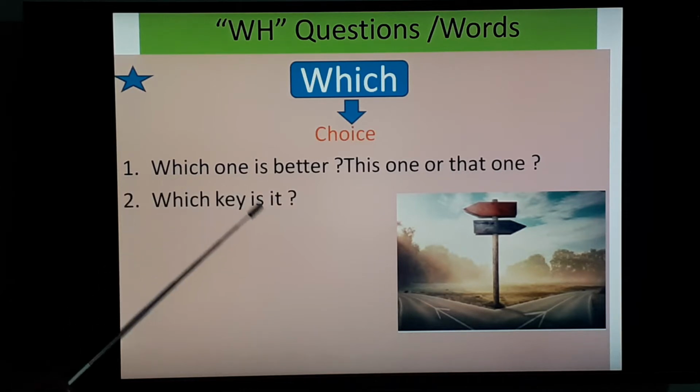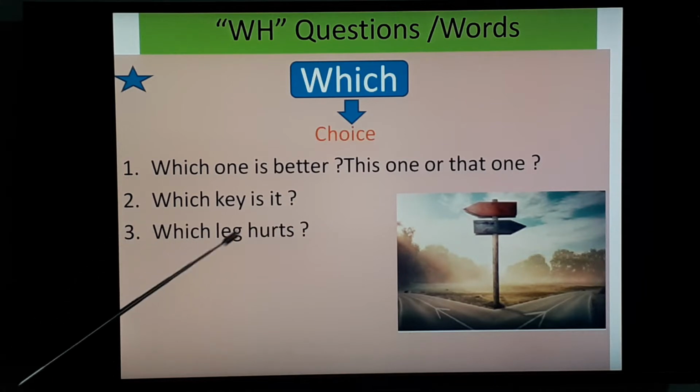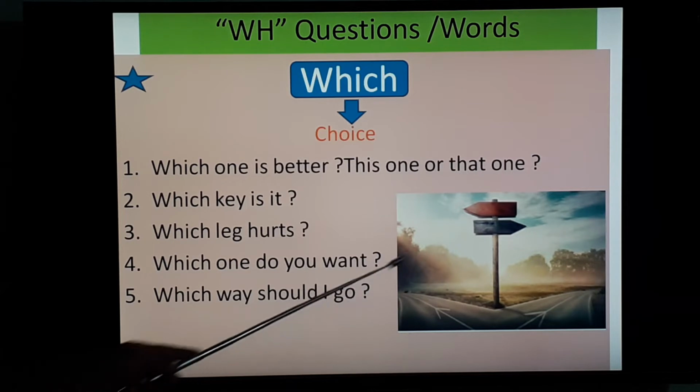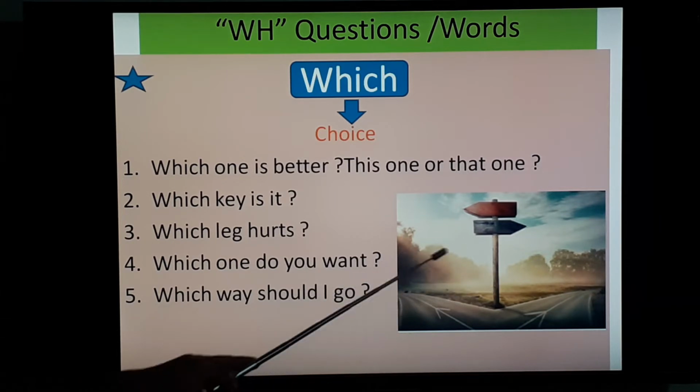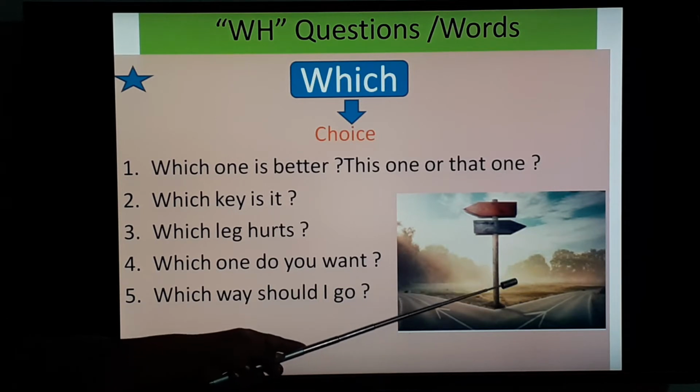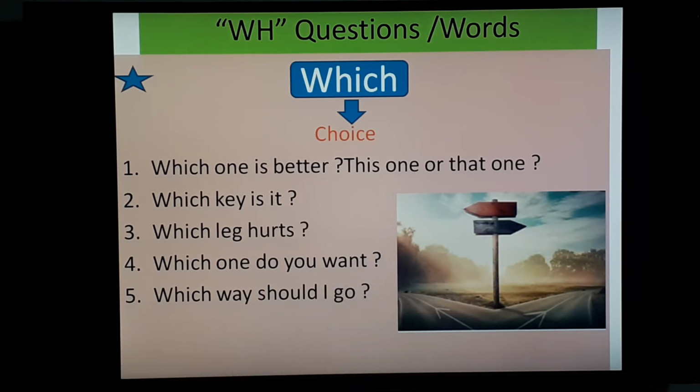Second, which key is it? Which leg hurts? Which one do you want? Which way should I go? See here. Which way should I go? This way or that way? So, it is your choice. You have to choose any one. Which one did you pick?